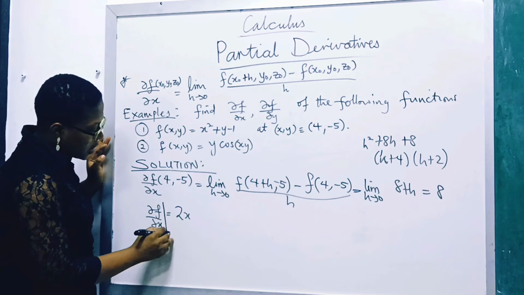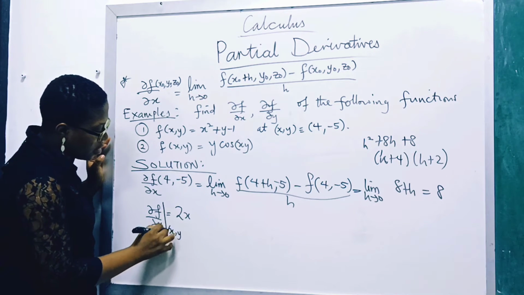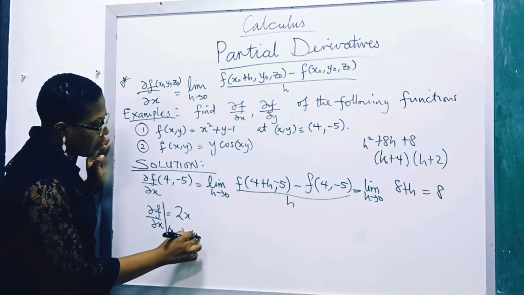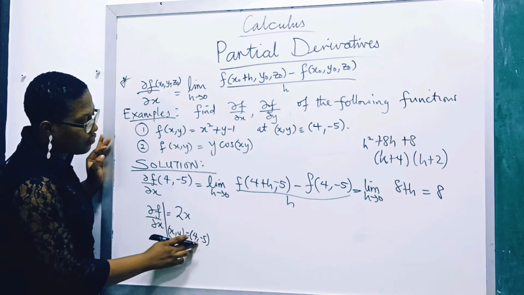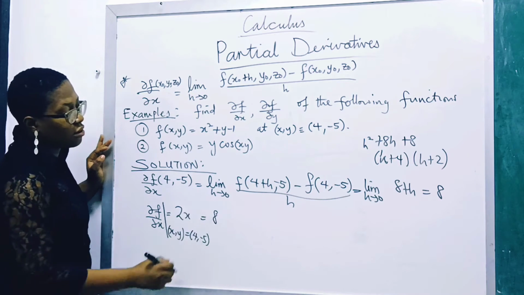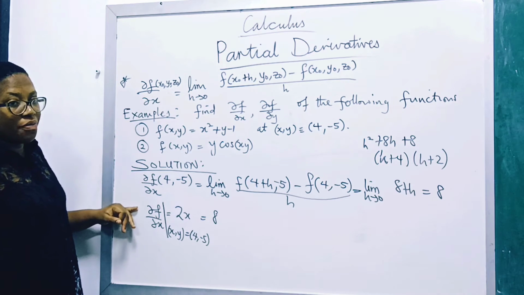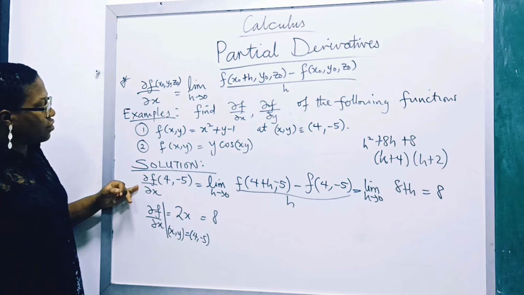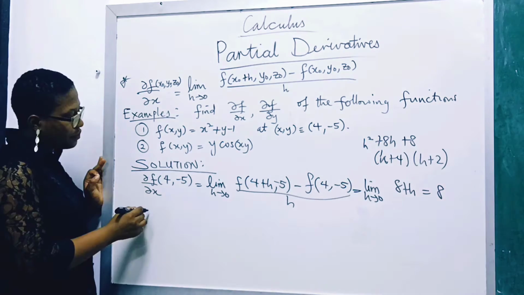So we are going to take x, y as 4, minus 5. So x is 4 and this is 8. Yes, we see that they are equal. Now let's do the same. Let's get the partial derivative with respect to y.